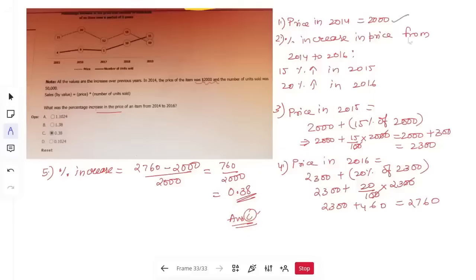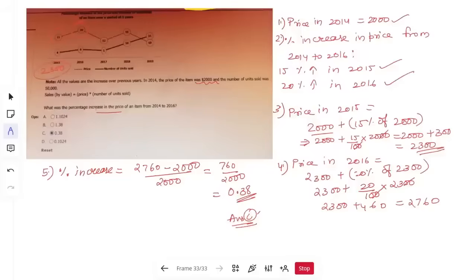Now we have to calculate the percentage increase in price from 2014 to 2016. From 2014 to 2015, how much has it increased? 15%. That is what we have written here. 15% price increase in 2015, and then 20% increase in 2016. Now we have to calculate the prices. We were told that in 2014 the price was 2000, so the price in 2015 will be 2000 plus the increase, which means 15% of 2000. When you solve it, you will get the new price value, that is 2300. So in 2015 the price was 2300.